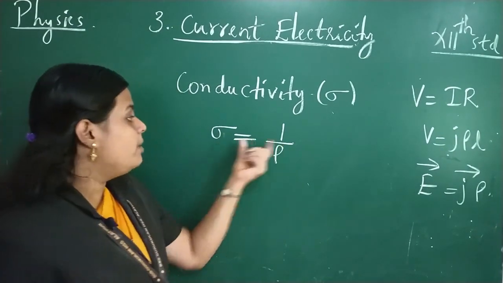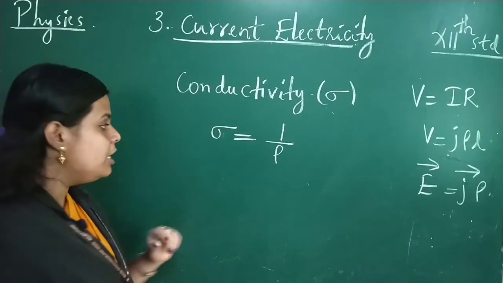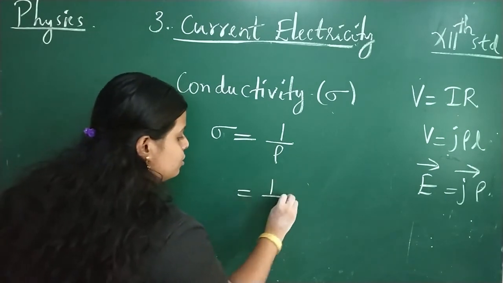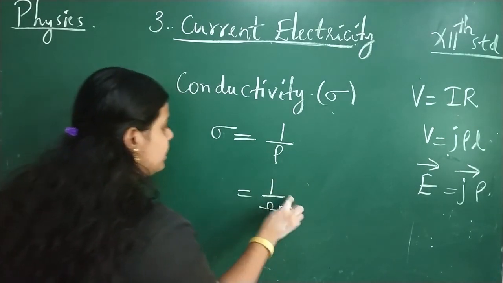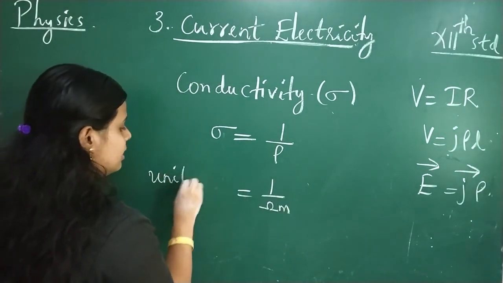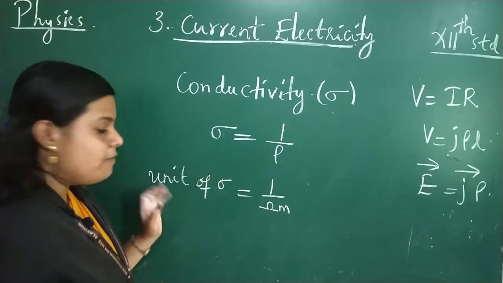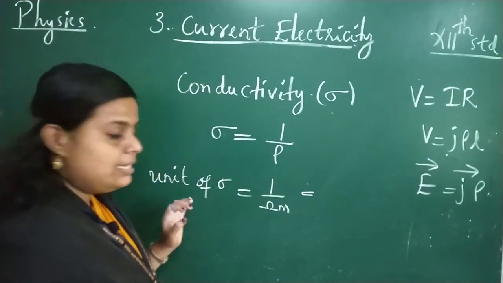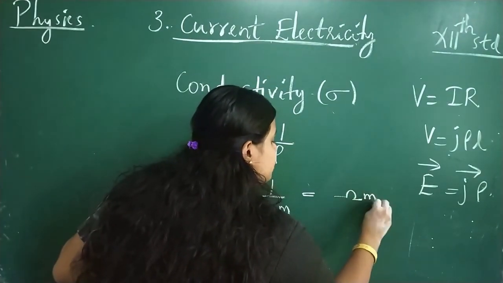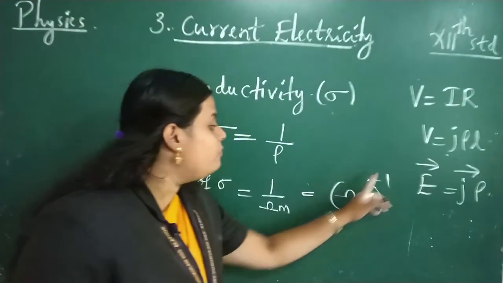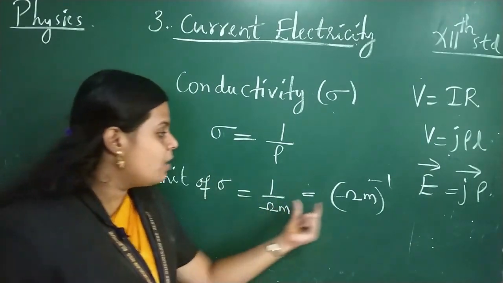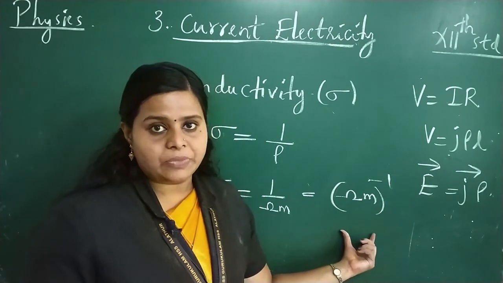Okay, now what about the unit of conductivity? We know that the unit of resistivity is ohm meter. So 1 by ohm meter is the unit of conductivity. Or we can write the unit of conductivity as ohm meter whole inverse, or ohm inverse meter inverse. Clear? So what is the unit of conductivity? Ohm meter whole inverse. Clear?